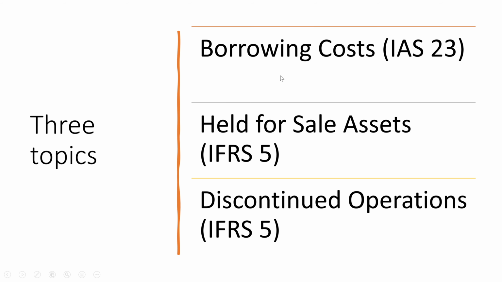Now I'm going to cover 3 topics today. Borrowing costs, held for sale assets, and discontinued operations. I picked these 3 because you don't need that much knowledge to understand them, and they often come up, and you can get marks quite easily if you understand the criteria. And borrowing costs, I don't know why, they just love it, and it always comes up in some way. But I could be wrong, it might not come up this time.